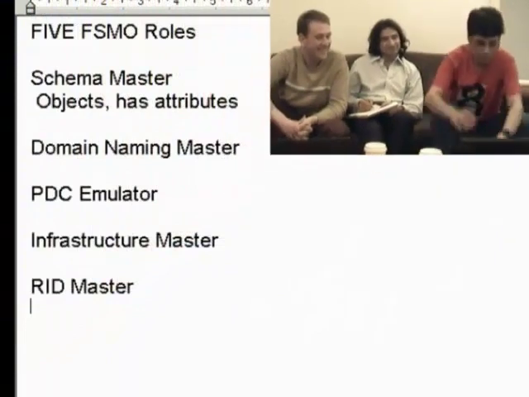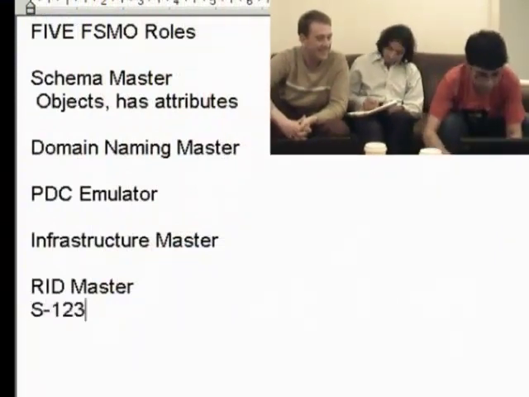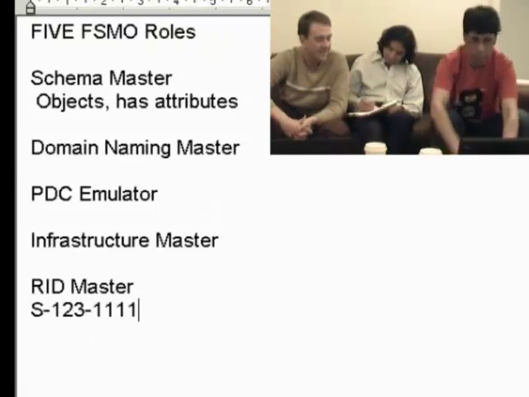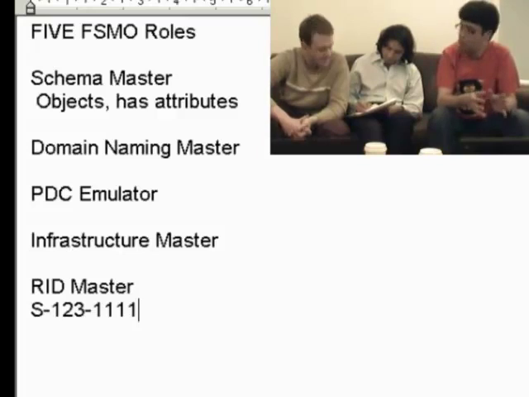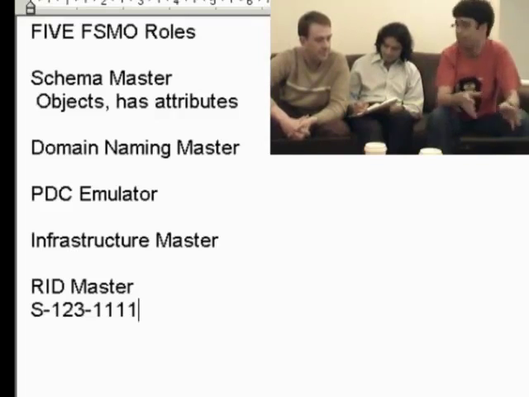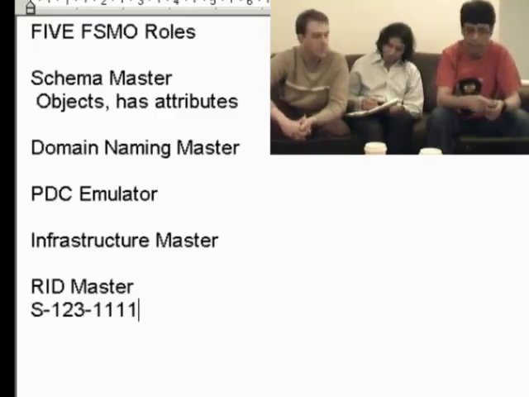What's to stop it is this. Every object in our domain starts with a fixed number. I'm going to say S123, and then there are small numbers afterwards. So S123 would be the domain portion of the SID. Every object in this domain would be prefixed with S123. The remaining numbers, and it's much bigger than that, I'm just trying to make it easier to understand, is the relative identifier of that object in the domain.